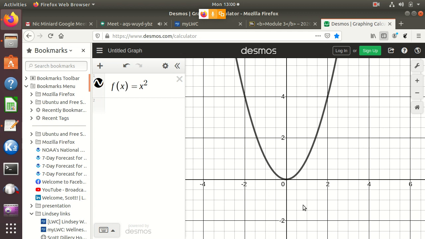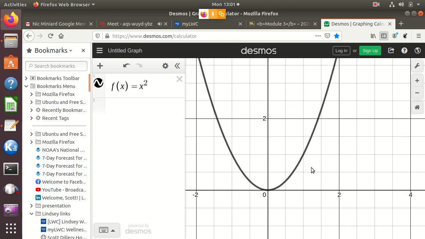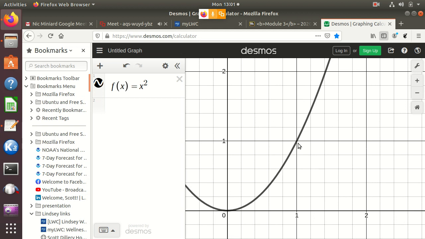And let's go with the point 1, 1. There's a perfectly good point. And now to get the slope, we're going to do something really nice. I'm going to say my slope is equal to f prime at 1. And Desmos just does it. Isn't that awesome? Now, it's doing it numerically, but we're getting a very nice answer of 2.